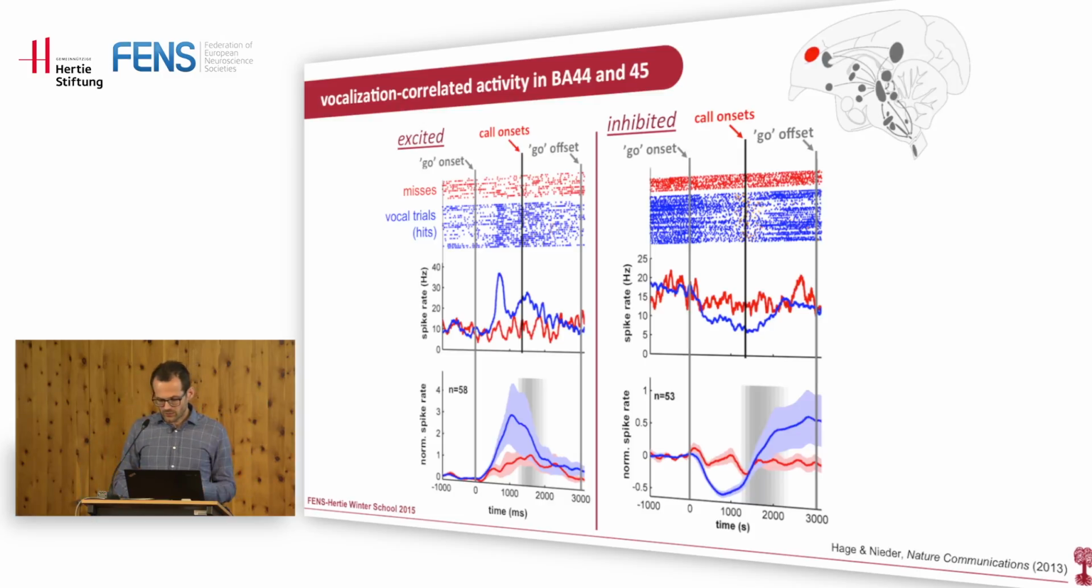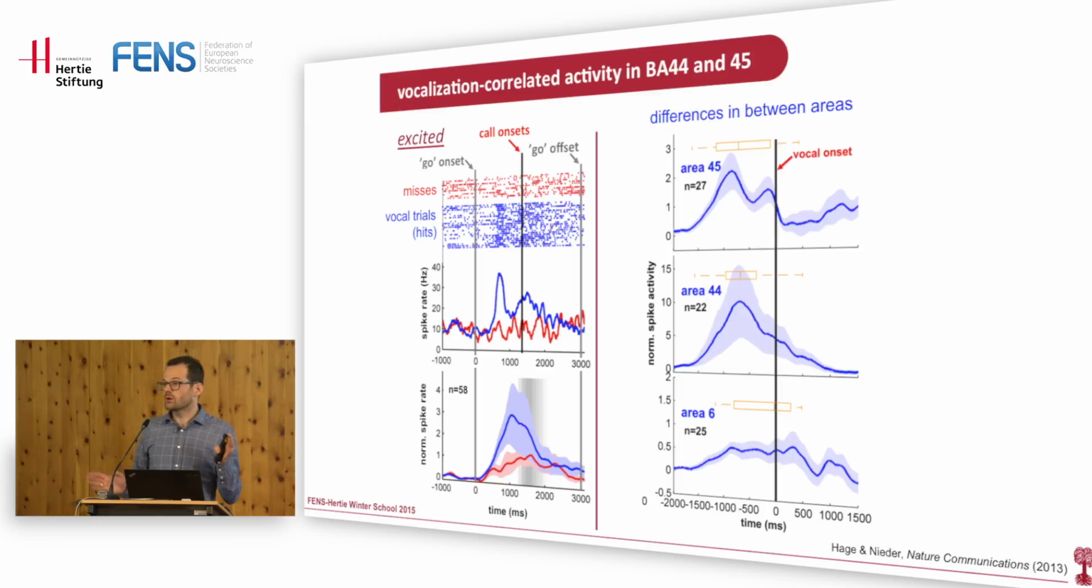Now we had a closer look at these excited neurons, the neurons that show increased neural activity. We looked at whether we find differences in the activity when we separate the neurons by the regions where we recorded them. We were recording in area 45, 44, and area 6. There were also a couple of neurons. And this is the population response of these neurons.